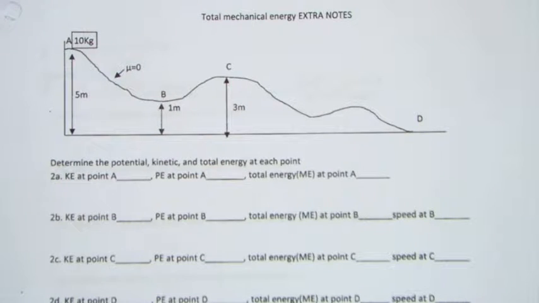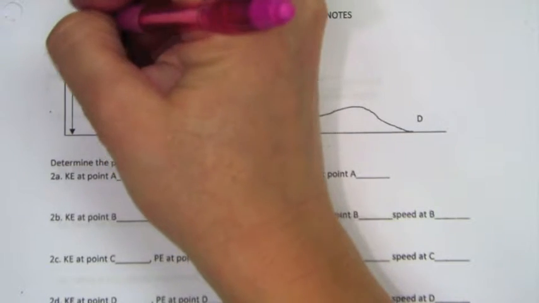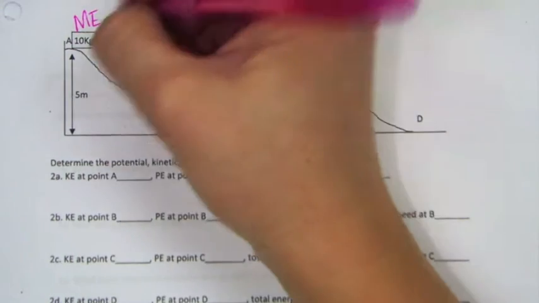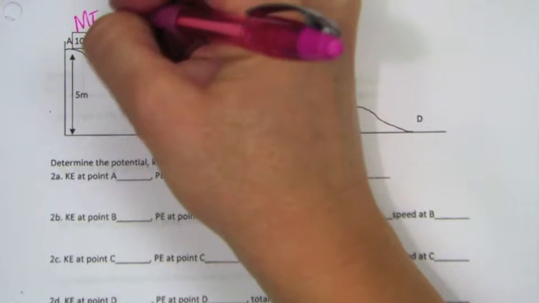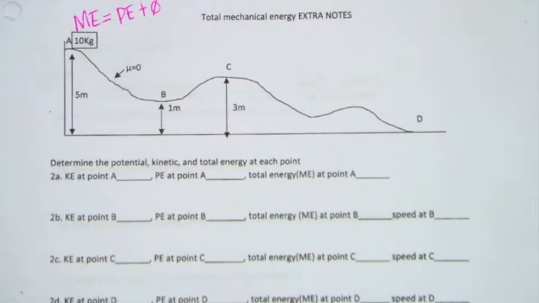All right, so when you have a total mechanical energy situation, like a roller coaster, all of our energy at the top, point A, is potential energy. ME is our total mechanical energy. I have potential and 0 kinetic at the top. So that means the total mechanical energy is equal to the potential energy.